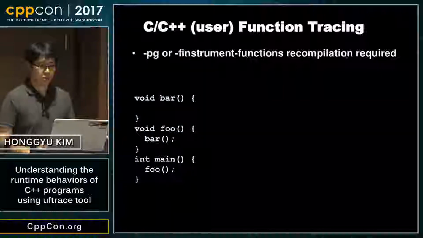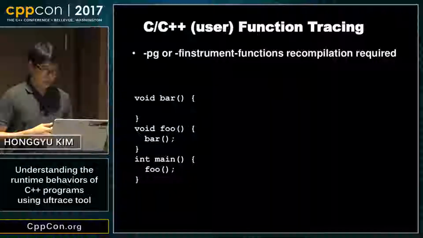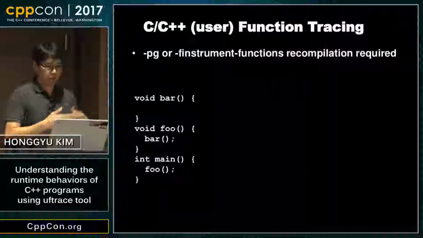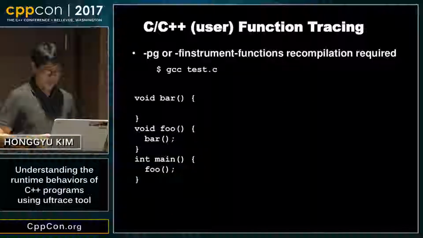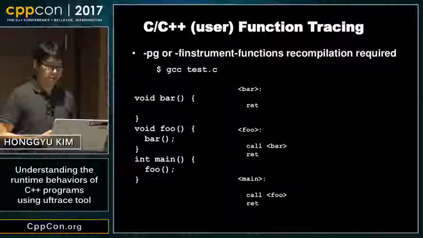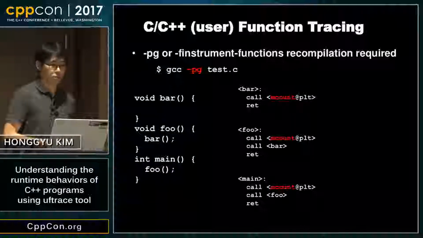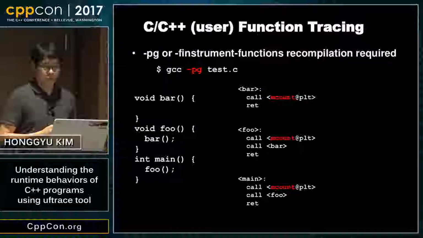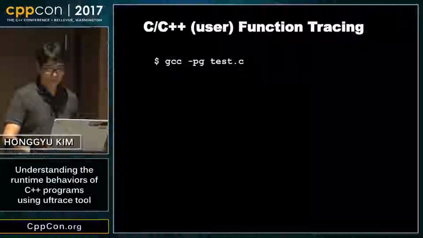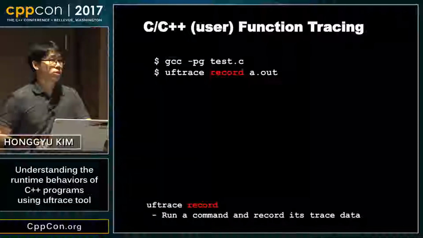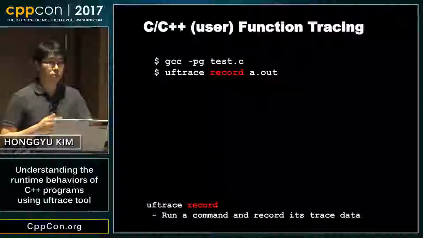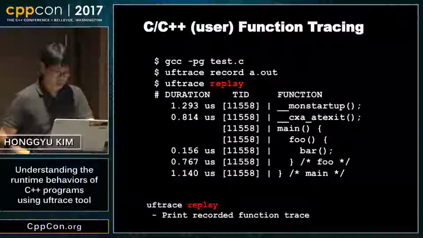So first, function tracing. Say there is source code where the main function calls foo and foo calls bar. You can just compile it and you get this kind of binary. But if you recompile it with the -pg option, it inserts mcount function calls at the entry of each function, and uftrace uses these mcount function calls. After compiling, you can just execute it. But if you put uftrace record at the beginning, you can trace all the function calls. And you can replay it.